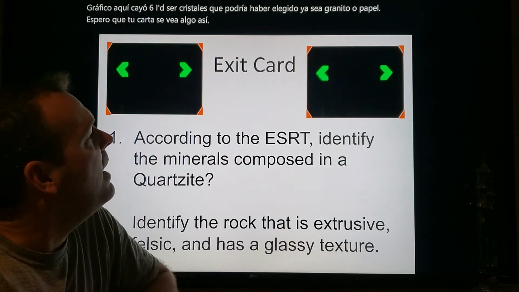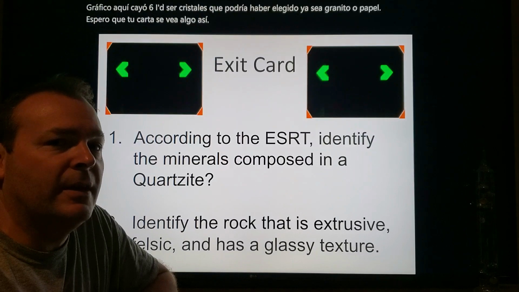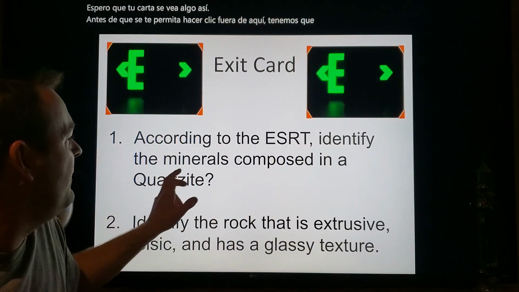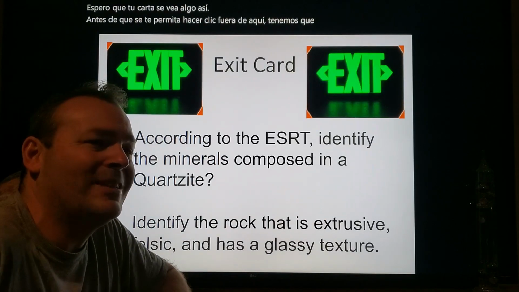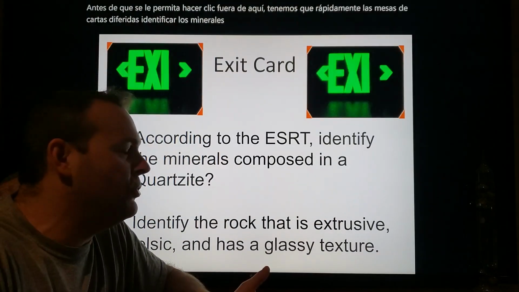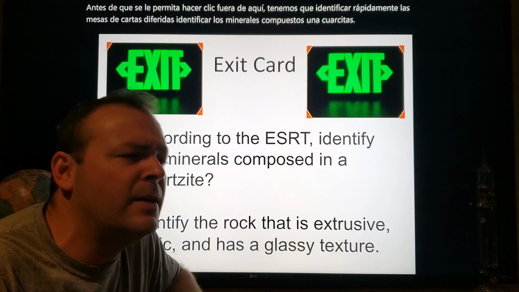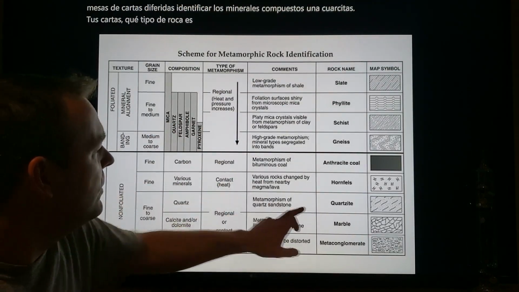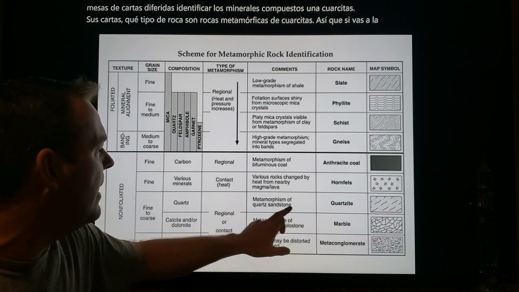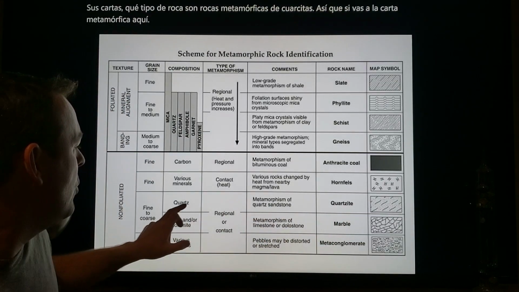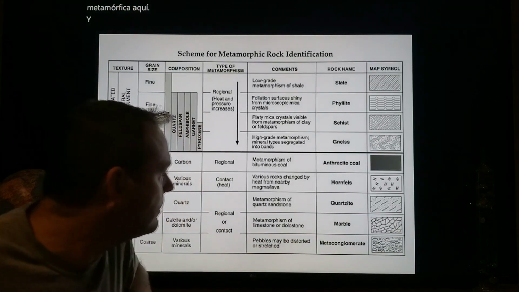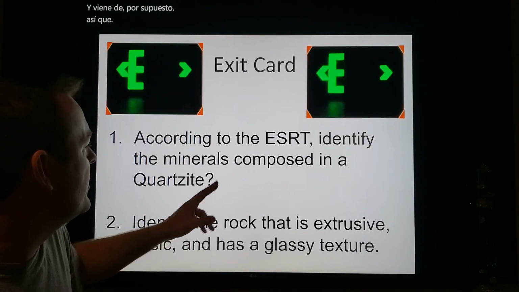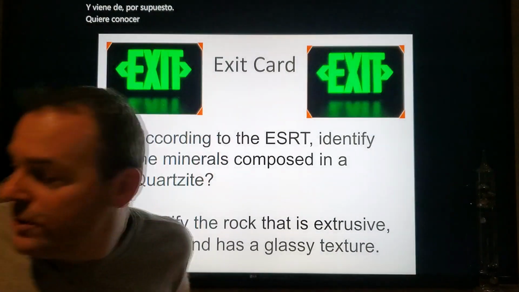All right. Before you're allowed to click out of here, we got a quick little exit card. According to the reference tables, identify the minerals composed in a quartzite. So go to your charts. What kind of rock is quartzite? Well, it's a metamorphic rock. So if you go to the metamorphic chart here, quartzite's on the bottom, and it comes from, of course, a quartz sandstone. All right. It wants to know the minerals in quartzite. Well, that would be mostly quartz.